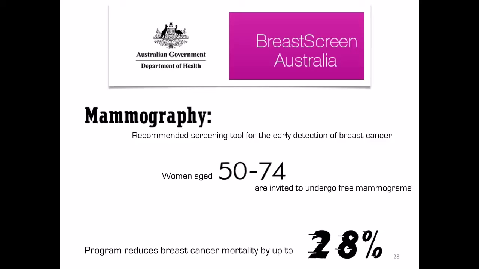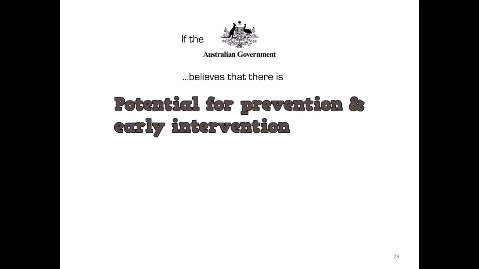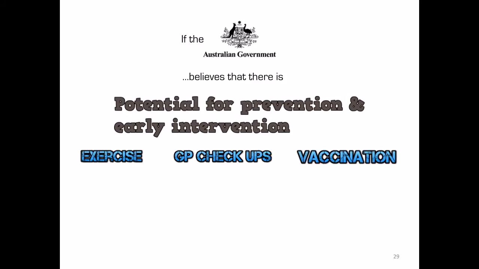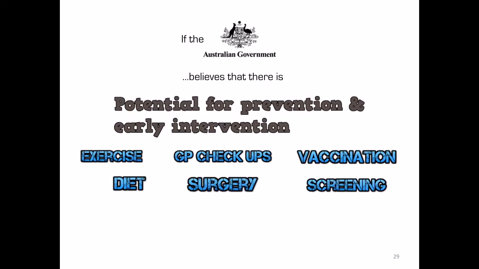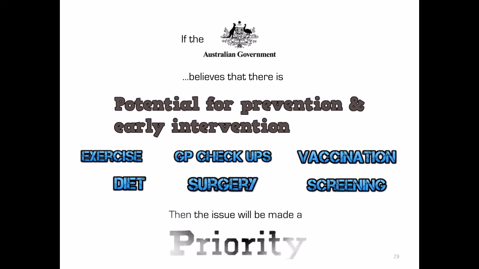So therefore, we can intervene quite early with breast cancer and save someone's life. So it makes sense to allocate funding towards that so that we don't have a big mortality rate and we don't have a lot of people in hospital with advanced cancer. Now, if the Australian government believes that there is potential for prevention and early intervention through exercise, GP checkups, vaccination, diet, and surgery, then it's likely that the issue will be made a priority.